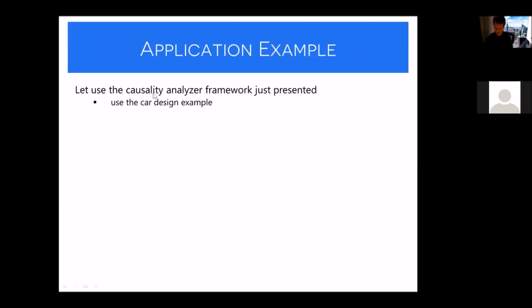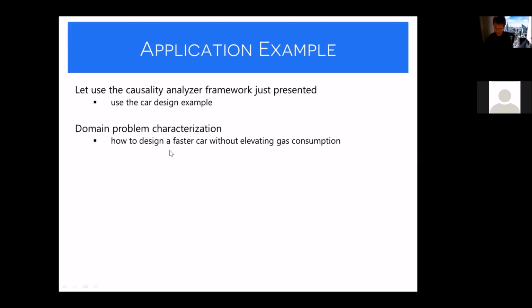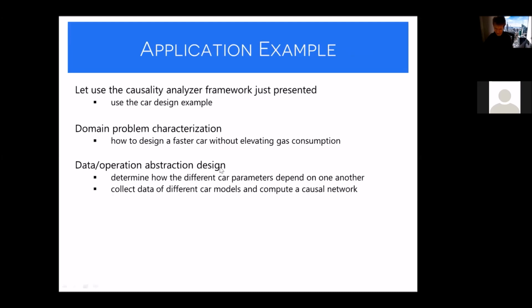So let's talk about this causality analysis framework I just presented. Use the car design example. First, domain problem characterization: how to design a faster car without elevating gas consumption. That is a problem they have, right? When you have a car manufacturer, how to design a faster car without elevating gas consumption. So how do you do this? The domain abstraction design is the very simple problem they have. Now, the abstraction is to determine how the different car parameters depend on one another, okay? And then collect data of different car models to compute a causal network. So this is the abstraction, because that's what they want to know, right?